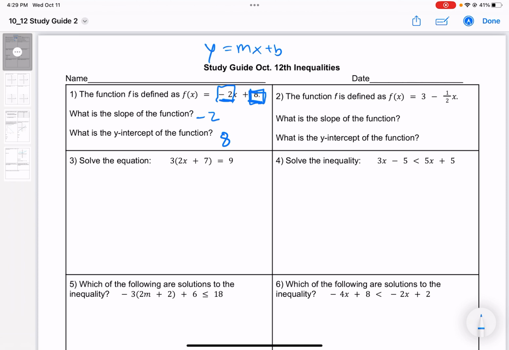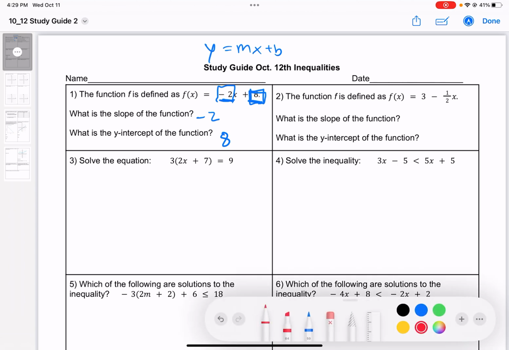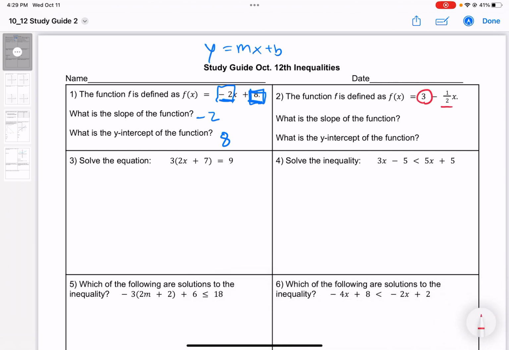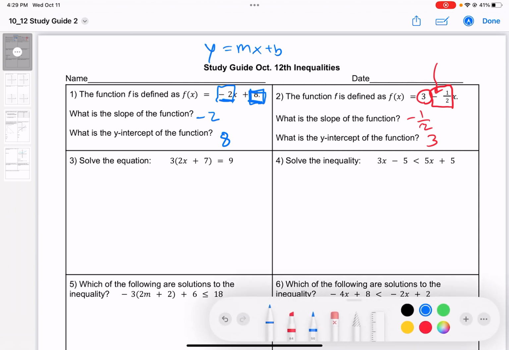All right, number 2, same deal. Hopefully, you're getting some of these on your own. But notice here it's in a different order. The slope comes second. The slope is the coefficient to x. You can't forget the sign. So the slope is actually negative 1/2. And the y-intercept is 3. Okay, so we start with something pretty easy here. Heading on to the next one.